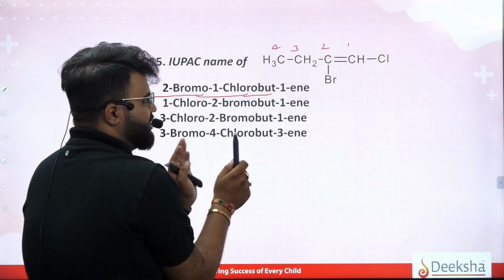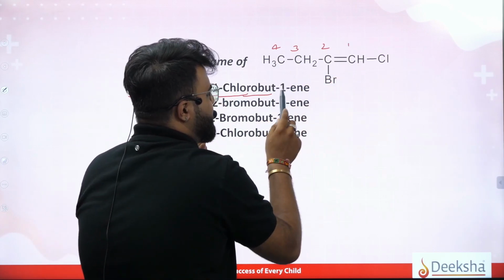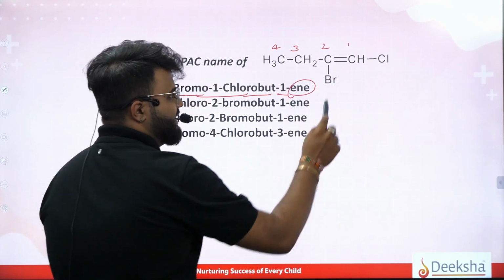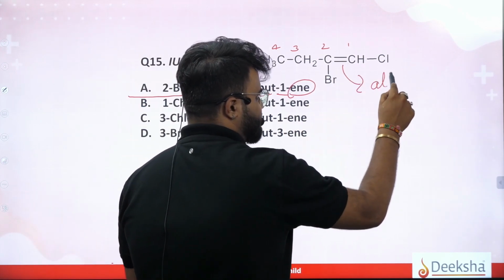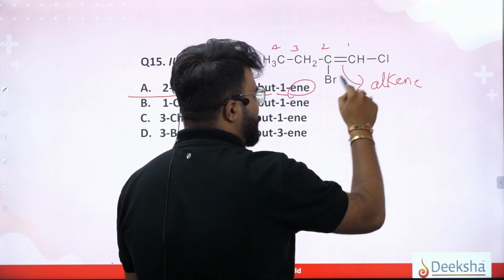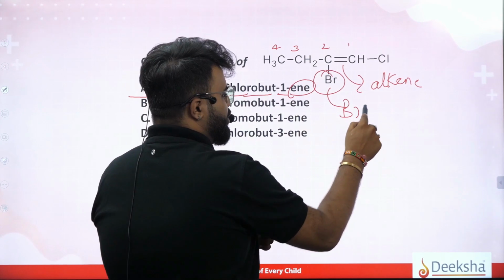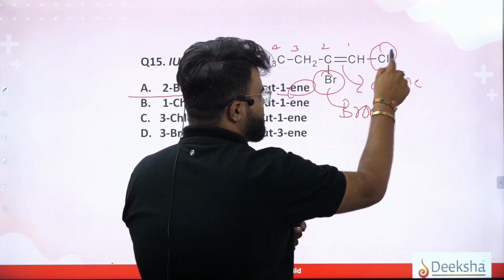Four carbon atoms, so it is but-. On the position of the first carbon atom, that is -ene, the double bond is there. Alkene is there. Here, for the halogens, B and C come in alphabetical order, so it is bromo first, then chloro.